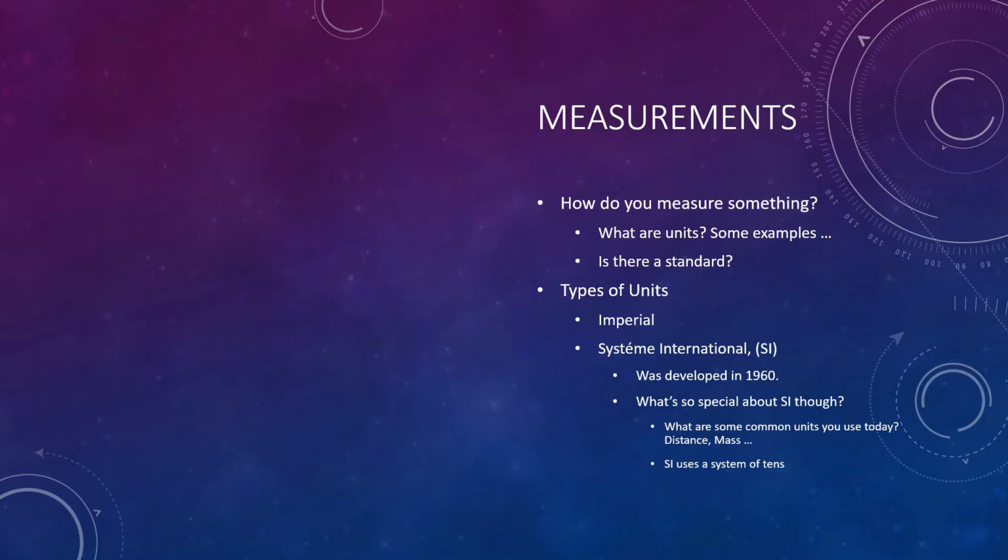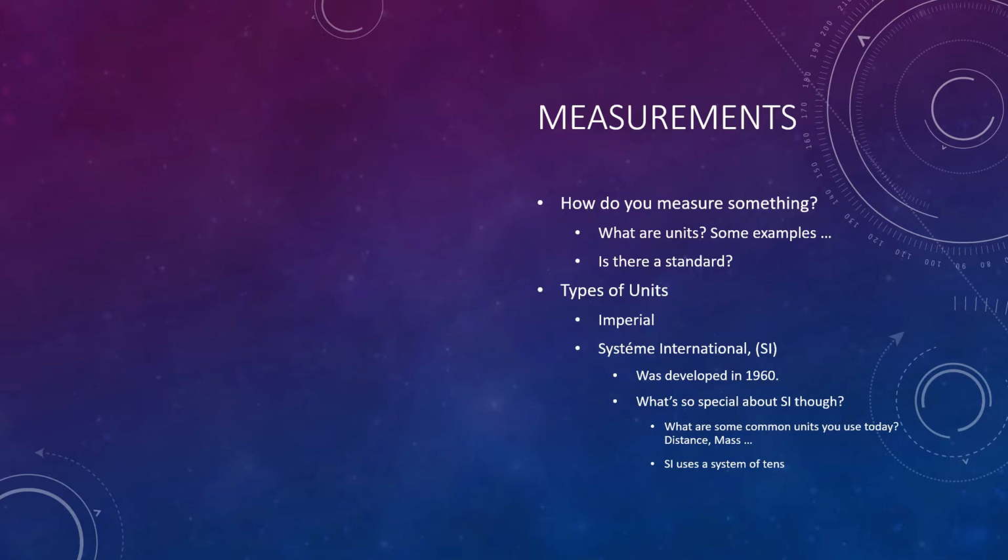Moving on, we've got types of units. Like I said, we've got an imperial system, and then there is System International, or SI, which was developed in the 1960s. Almost every country in the world uses System International. I believe there are 3 or 4 countries that are not using it and are still stuck with the imperial system. And there is a particular reason why SI units are so special.